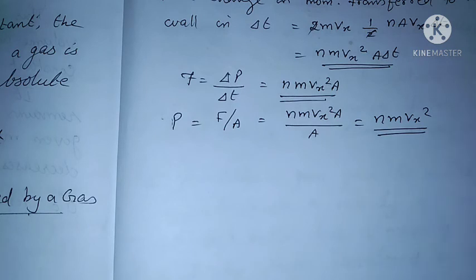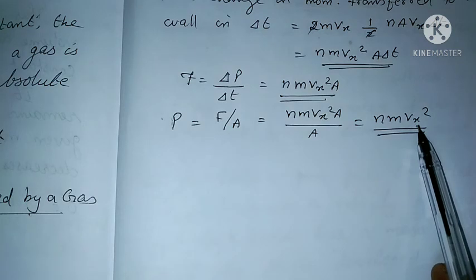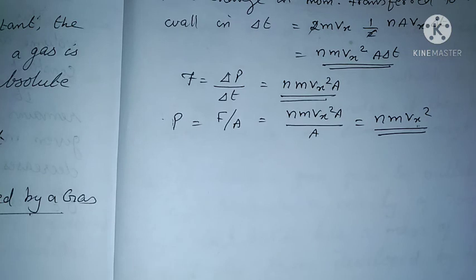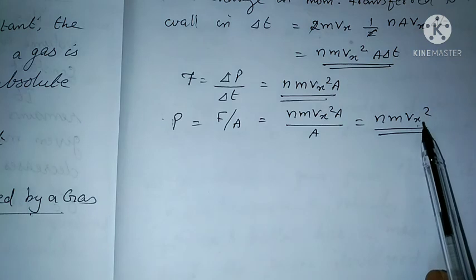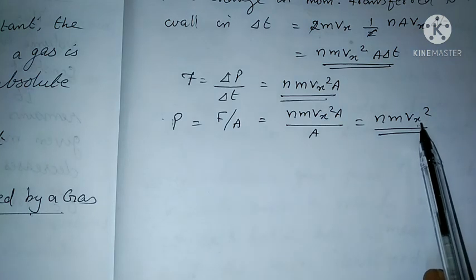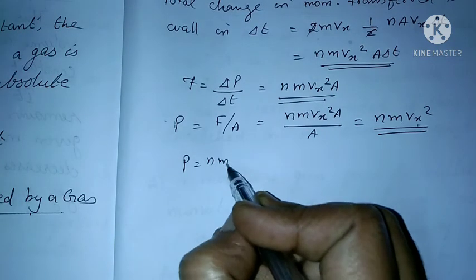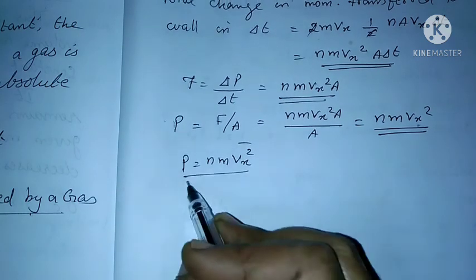As the molecules are moving with different velocities, we can replace this Vx square by its average value. Here the molecules are moving with different velocities. So, we can write this Vx square as the average value of the velocity of molecules in the x direction. So, we can write the pressure P equal to N m Vx square bar. Clear?